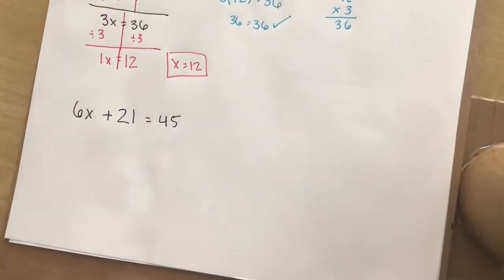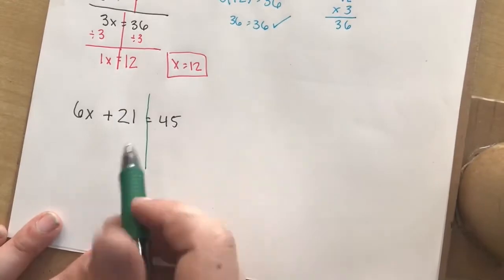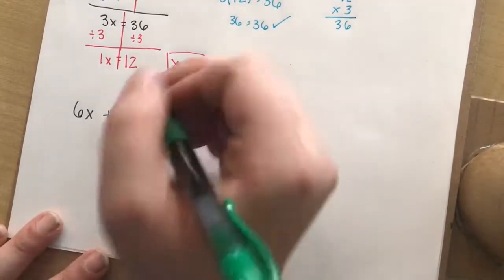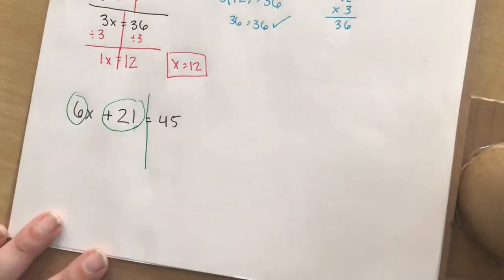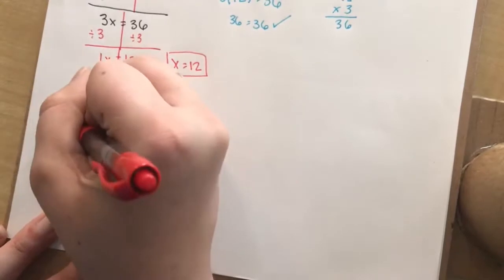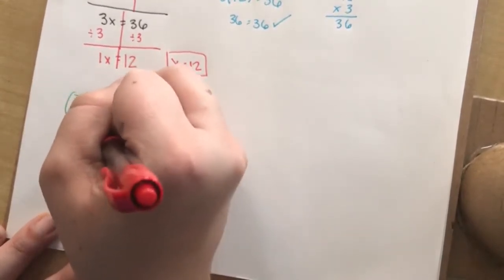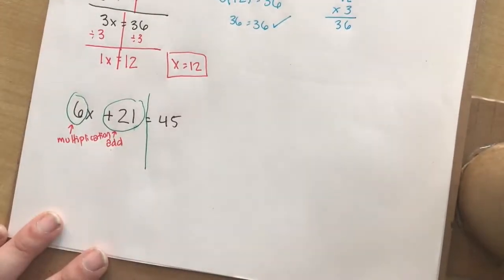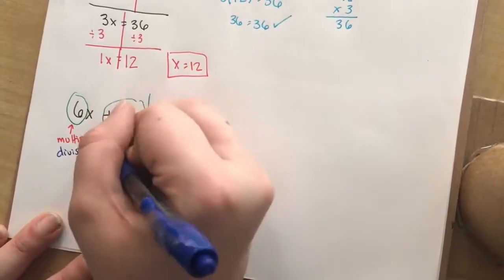So this one's a little bit more complicated because there's going to be 2 numbers that I need to get rid of. So I'm going to draw my line down my equal sign. So this side is the side my variable's on. I need to get rid of 21 and 6. I'm going to do the same thing. Identify the math operations. That's addition. And that's multiplication. And the opposite is division and subtraction.